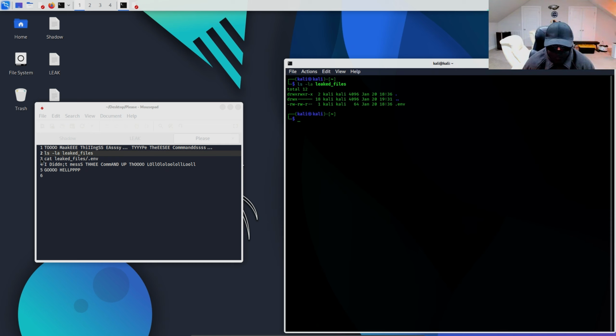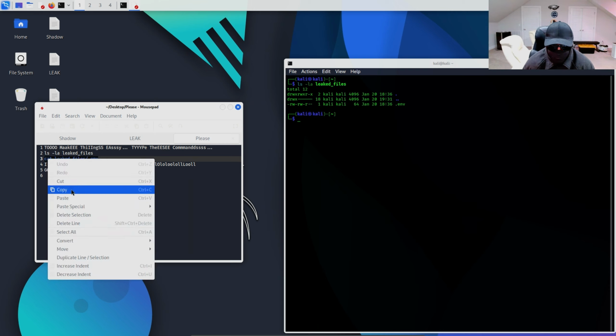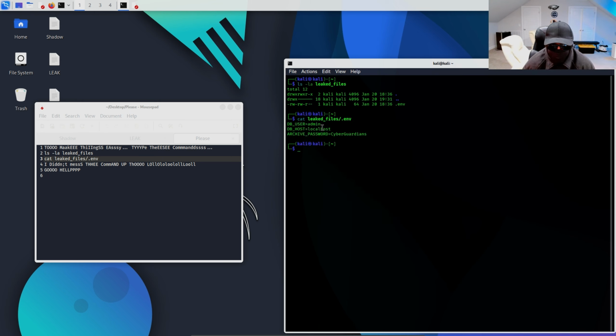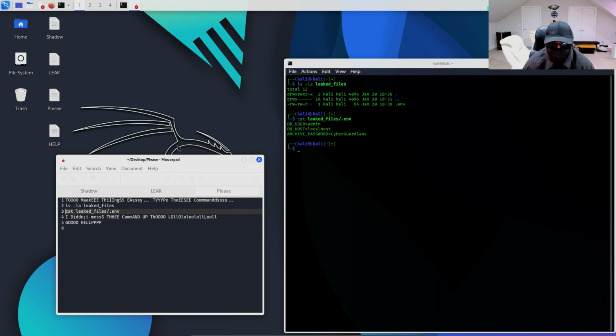Cat, which is concatenate, leaked files environment. Okay, so we're going to concatenate. I'm going to open this here. Paste, click forward. Ooh, okay, looks like this is what information got leaked. Database user admin, database host, local host. Archive passwords, Cyber Guardians.